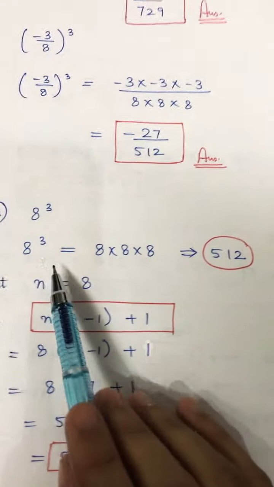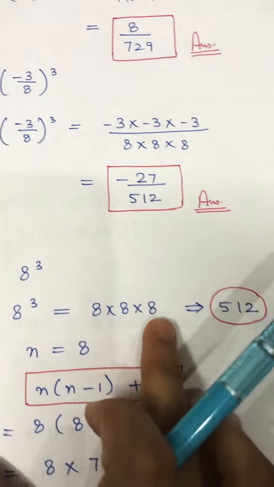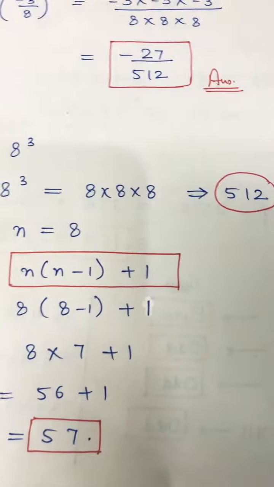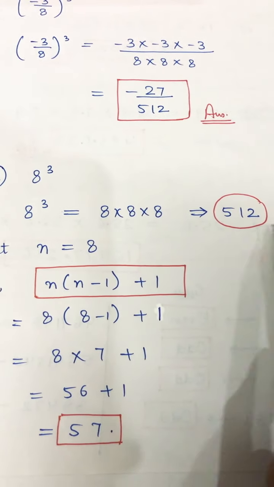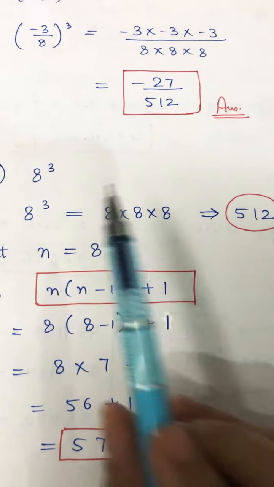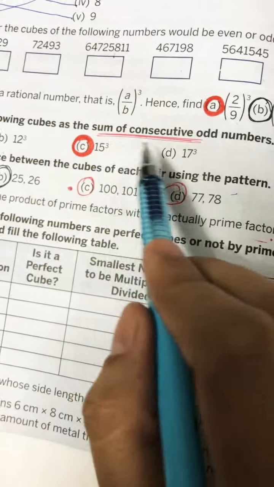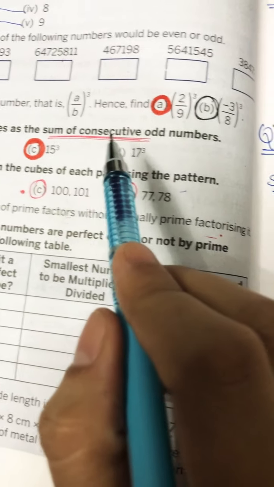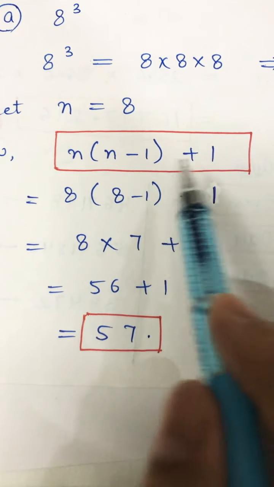Now first of all write in this way: 8 raised to power 3 means 8 multiplied by 8 multiplied by 8, which is equal to 512. You know the cube of 8 is 512. Now come to the formula. This is your formula for finding the sum of consecutive odd numbers. The formula is n(n minus 1) plus 1.